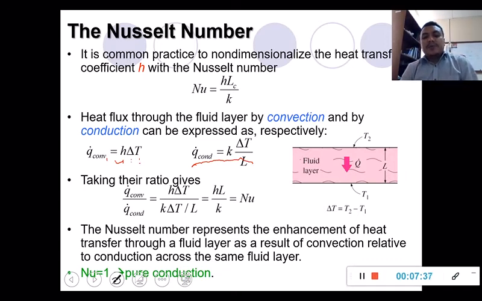The Nusselt number represents the enhancement of heat transfer through a fluid layer as a result of convection relative to conduction across the same fluid layer. If we get a Nusselt number equal to 1, we consider it as pure conduction, meaning that there is no movement in the fluid.